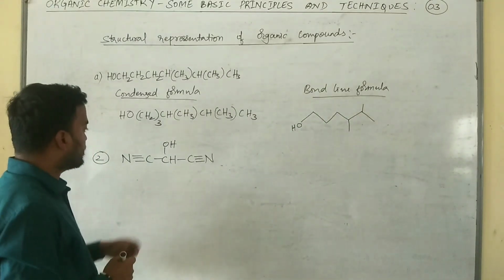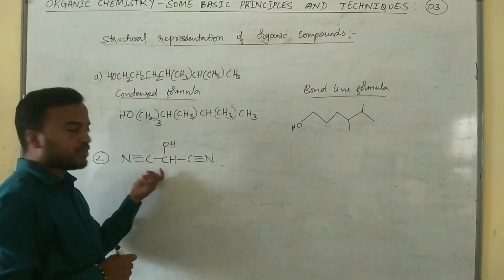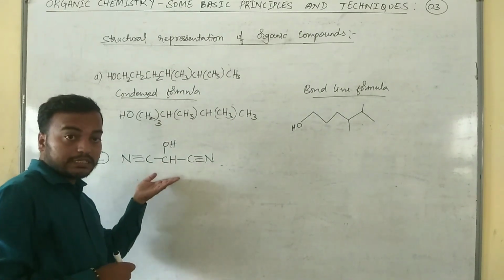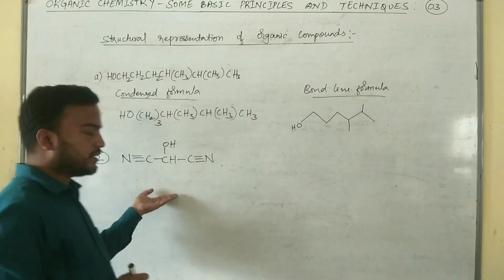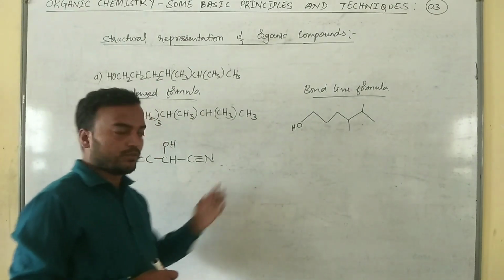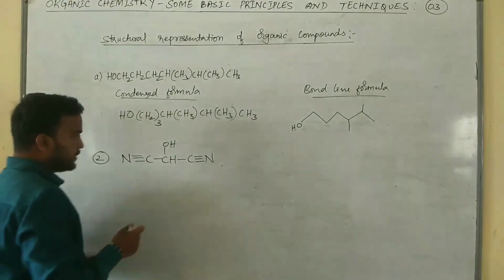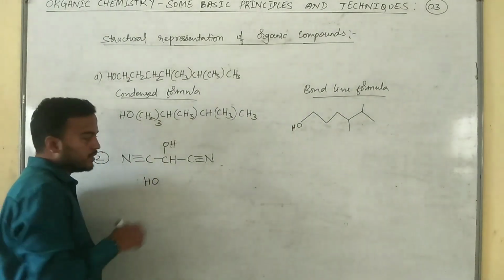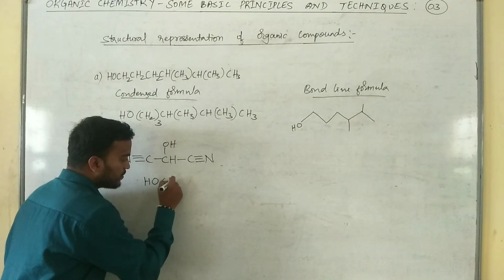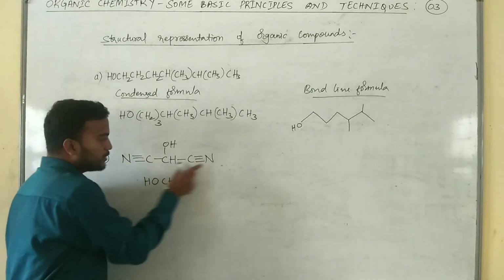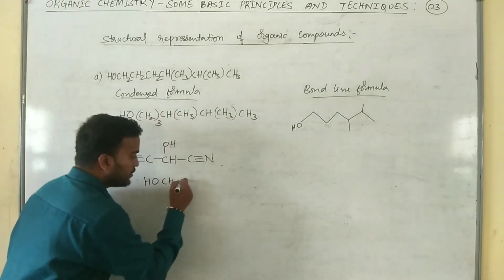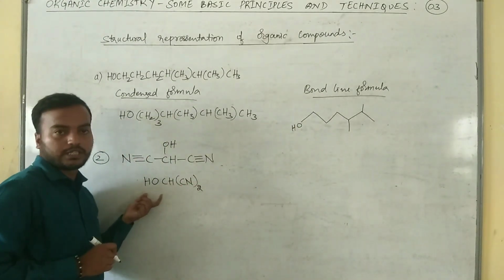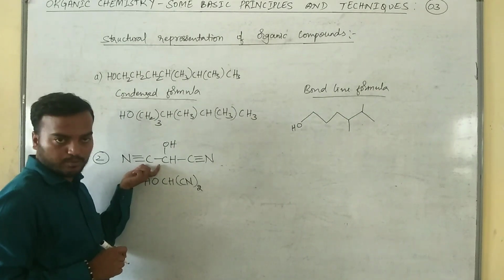Next one, N triple bond C, CH, OH, C triple bond. So we have to write the condensed formula for this compound, and then the bond line formula. For the condensed formula, first I will write OH and then CH, because we have two CN groups here, C triple bond N. So CN 2 times. So this is the condensed formula for this compound.